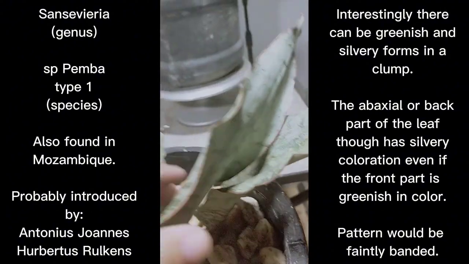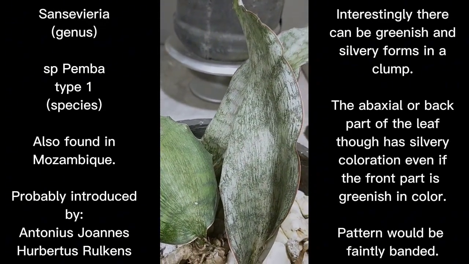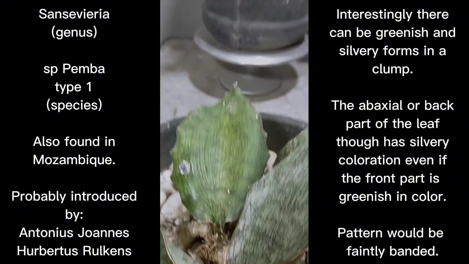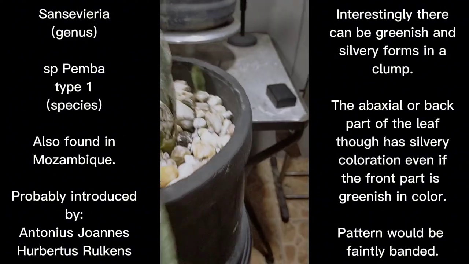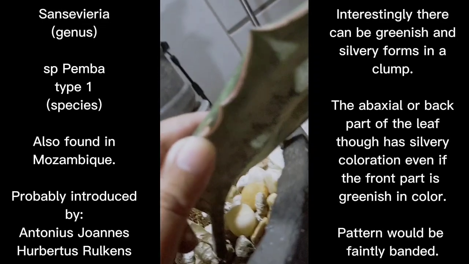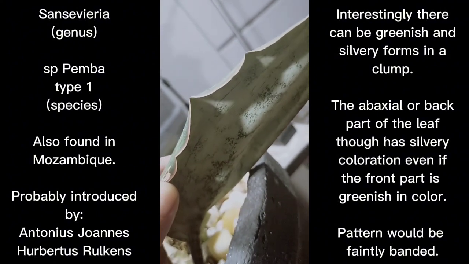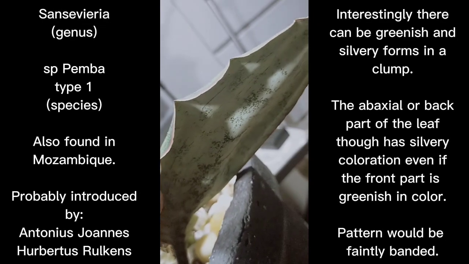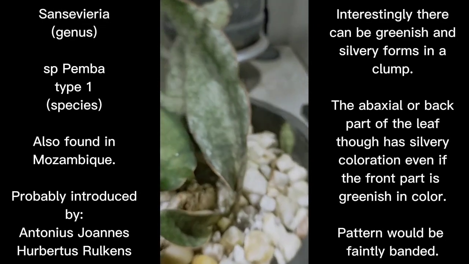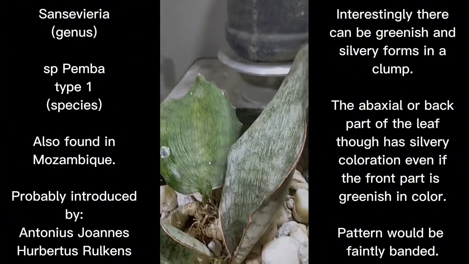So the Pemba type 1 really is very whitish, even if it's the silver form that grew as an offset for you, or the green one. The green one, if you look at the back part, which I'm having a hard time with because they're very thick, sturdy, stiff leaves that you cannot just bend over. So the back part of Pemba type 1, regardless of whether it's growing green on the front part of the leaf, the adaxial part of the leaf, the back part will always be silver.